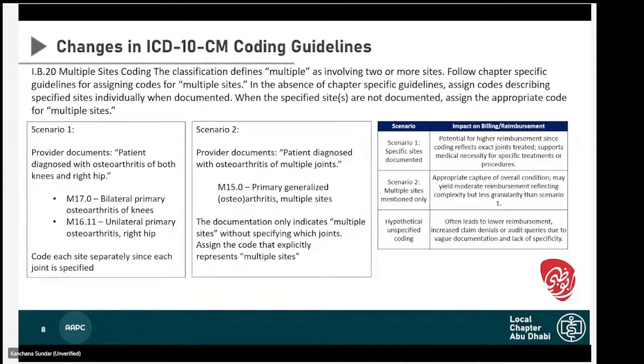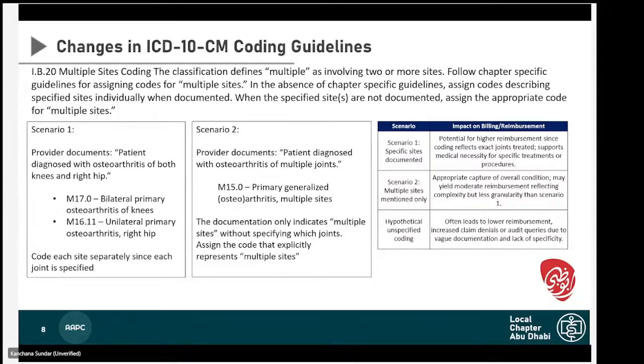And again, an example. In scenario 1, the patient is diagnosed with osteoarthritis of both knees and the right hip. The site is very evident and it is clearly documented. So definitely as a coder, I go and code for bilateral primary osteoarthritis of knees, as both knees are specified, and unilateral primary osteoarthritis right hip is coded. And this is because the specificity is clearly being specified.